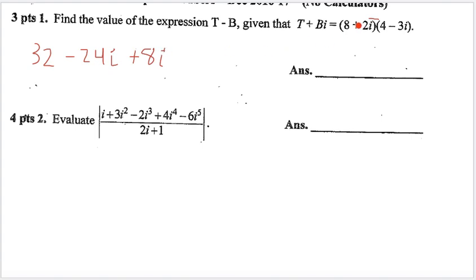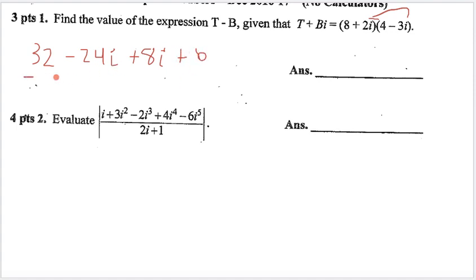And the last one, the 2i times the negative 3i, bear with me: 2 times negative 3 is negative 6. But then you have i times i, which is i squared. So you have negative 6i squared, but i squared is negative 1. So we really have plus 6.